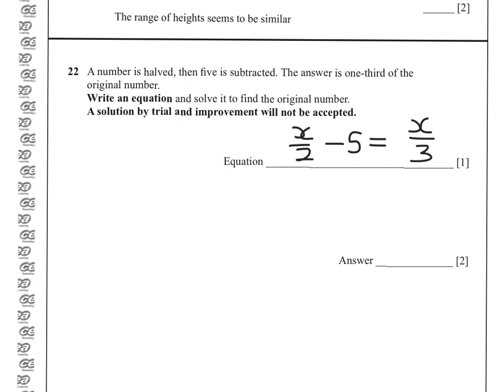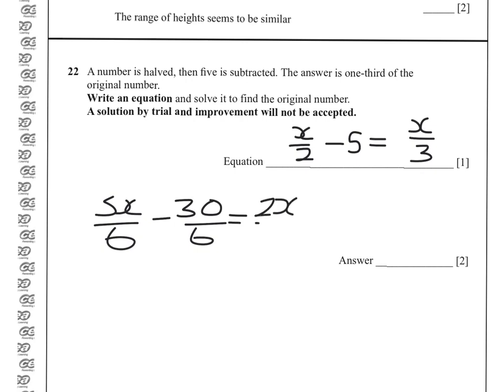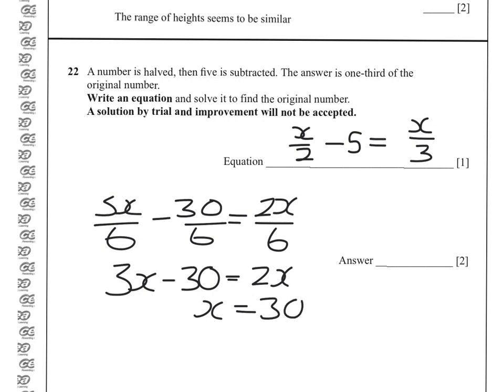When dealing with fractions and equations, the easiest thing to do is give them all the same denominator, and I'm going to use sixths. So a half is 3/6, 5 is 30/6, and 1/3 is 2/6. That means that 3x minus 30 equals 2x, so x must be 30.